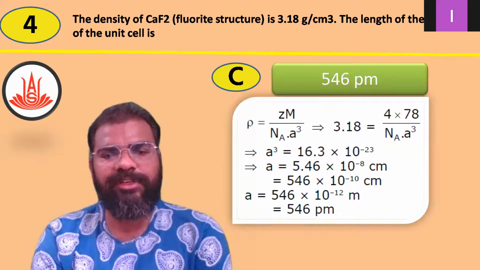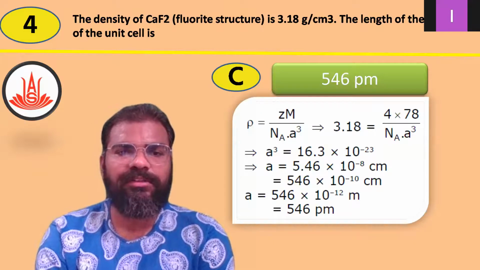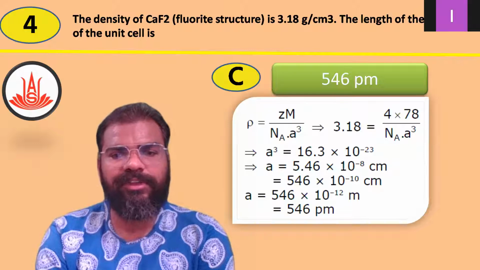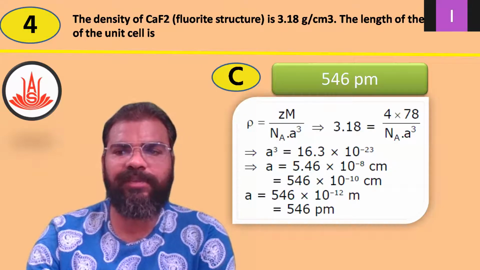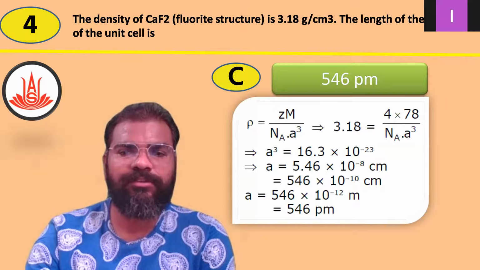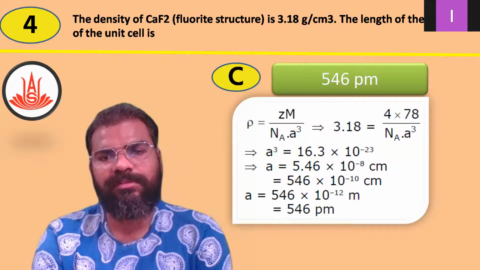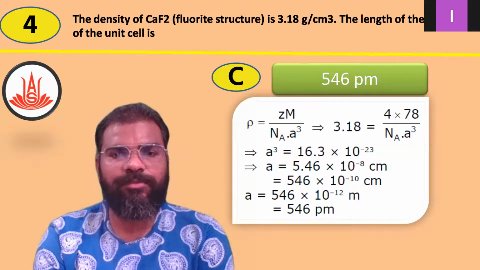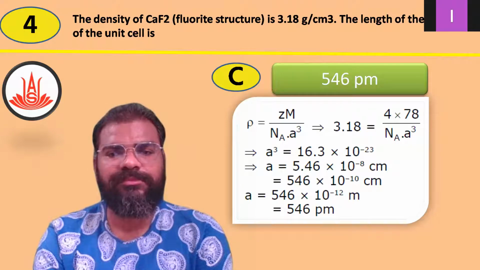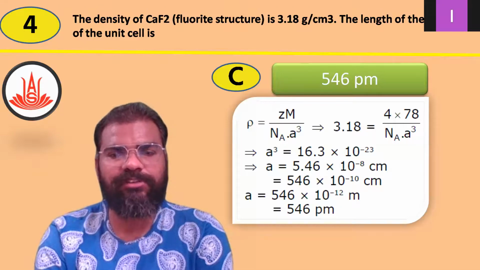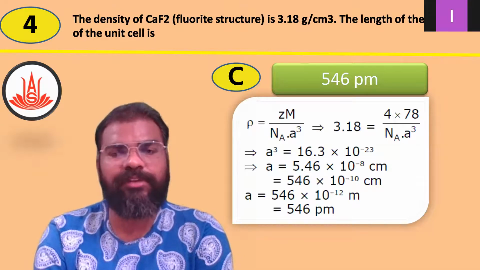Density is equal to capital Z multiplied by M upon Na into a cube. So there the density they have given, that is 3.18. Then for Z, CaF2, the fluorite structure is there. So from there the capital Z value is 4. CaF2, from there the molecular mass you can calculate, that is 78. Value of Na we are aware, and value of a cube that we have to calculate, means value of a we have to calculate.